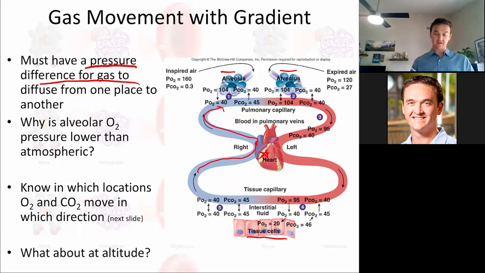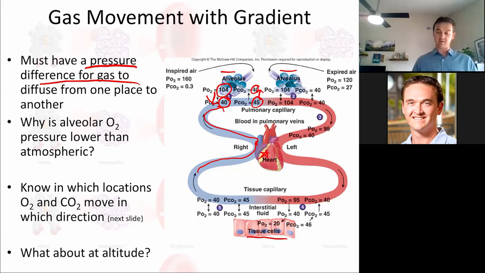We see there that it has a low amount of oxygen, right? Only 40 millimeters of mercury. But in the alveoli, we've got 104. Okay, so we've got a big pressure difference. That oxygen is going to go that way. For CO2, it's the opposite. We've got a higher amount of CO2 than we do in the alveoli. So that CO2 is going to go that direction into the lungs.